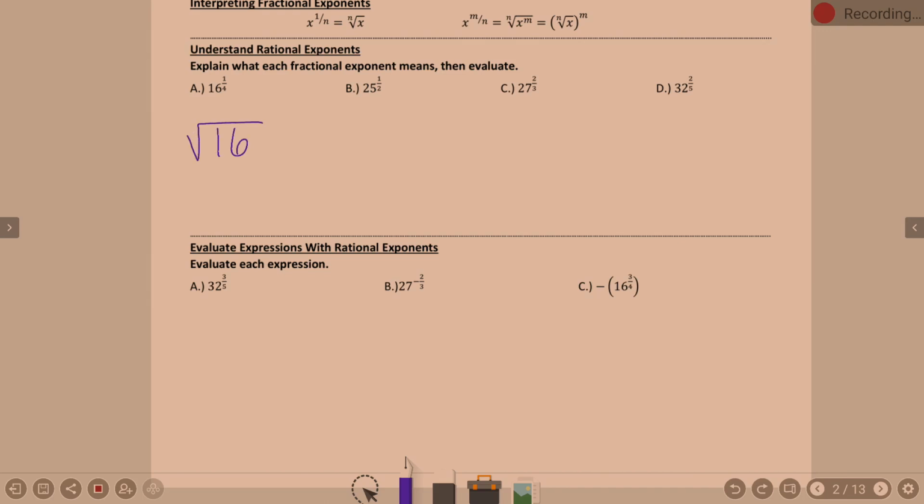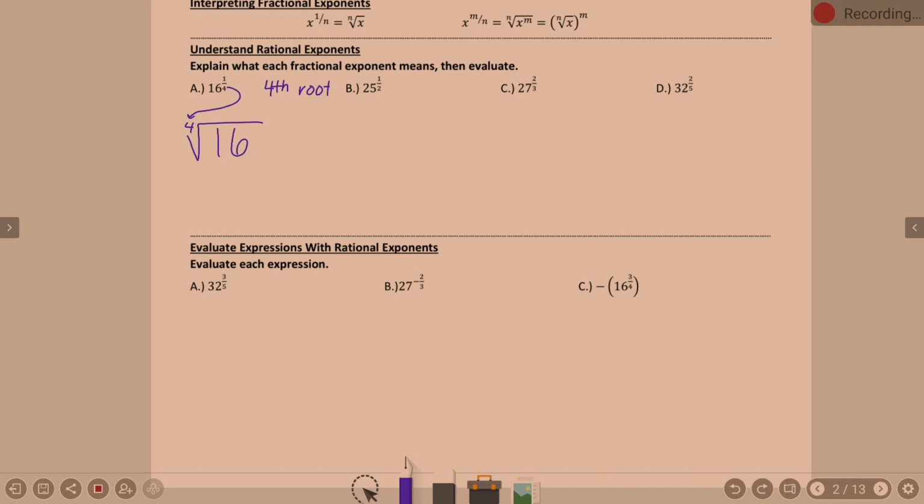Okay. So right there, it's a fraction, so I know it's going to be 16 under the radical. This 4 right here tells me we're trying to find the 4th root of 16. That's what that little 4 tells us. Now, it says, then evaluate. So we explained, we showed it in symbols. Evaluate, that's give me the final answer.